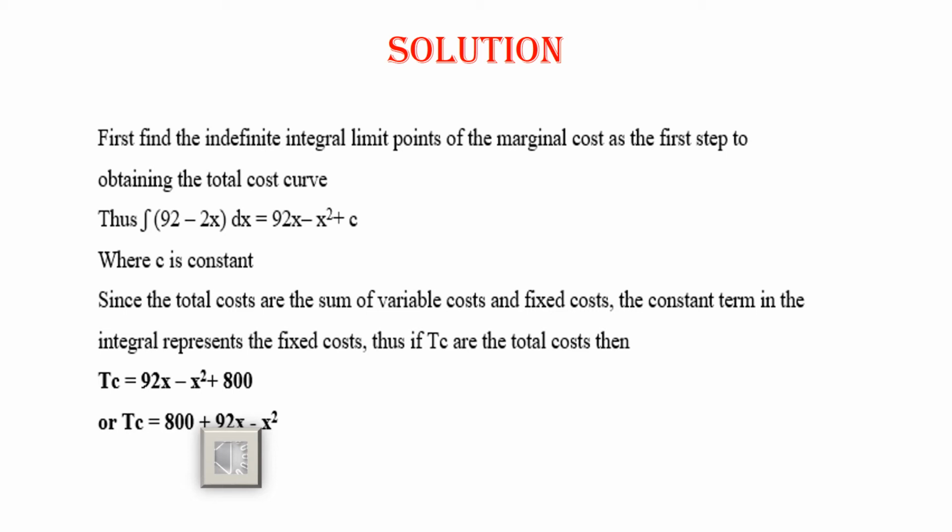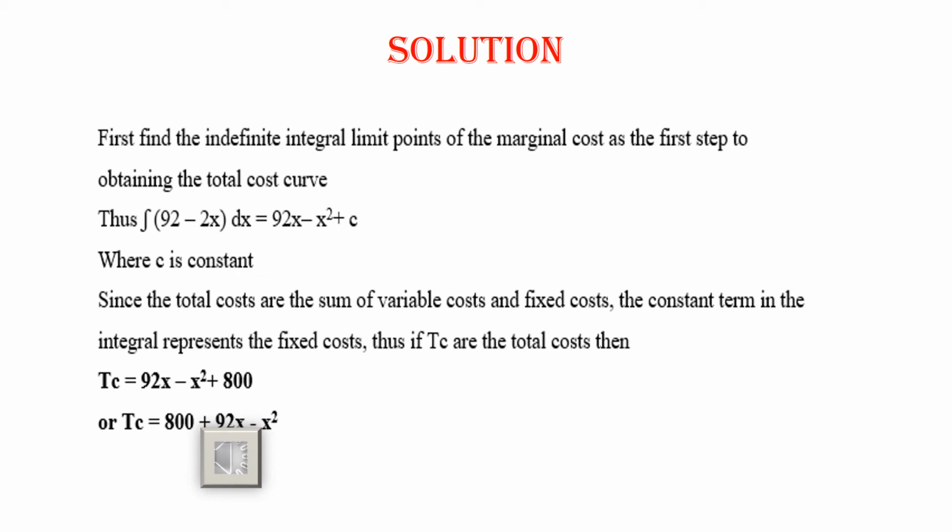The indefinite integral will be given by 92x minus x squared, then of course plus a constant. We know very well that in the total cost function, the constant part is the fixed costs. So the constant term in the integral will represent these fixed costs. According to the elaboration, we have been told that the fixed costs are 800,000.